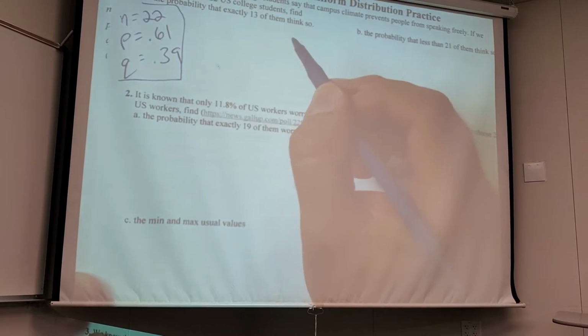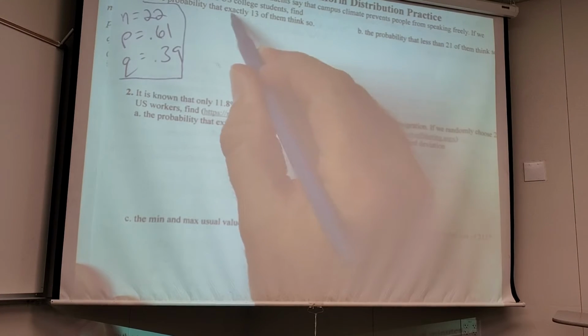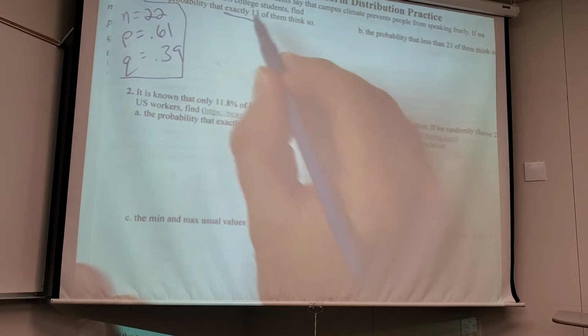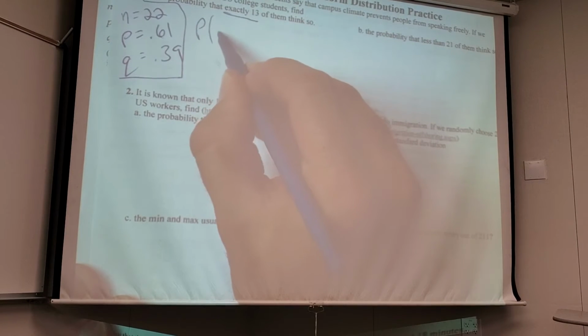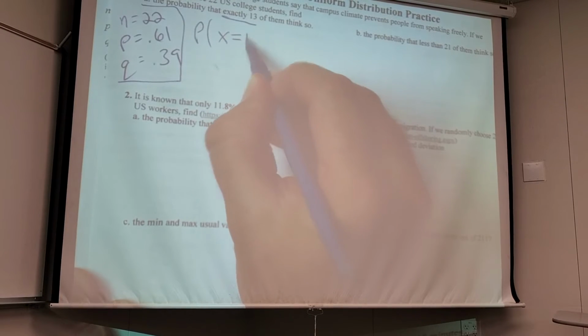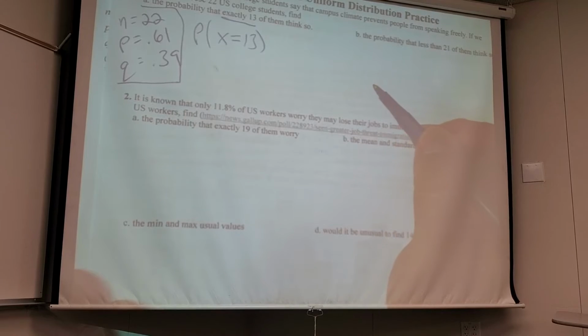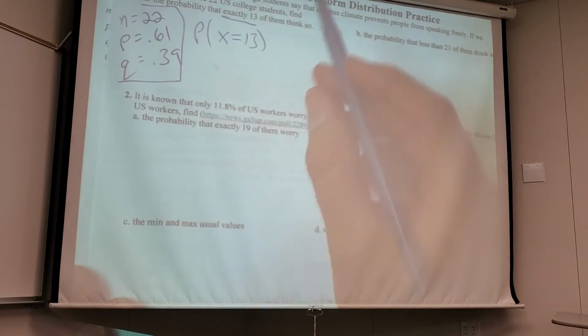Problem A, what else did they tell me? X. Yeah, I know that I want exactly 13. So how do I write that? Probability that X is 13. And then you just have to throw it in the formula. And by the way, I think I said this earlier, I put the formulas in the quiz.